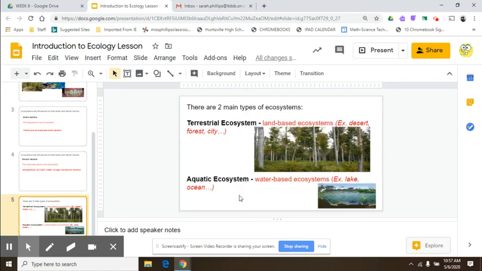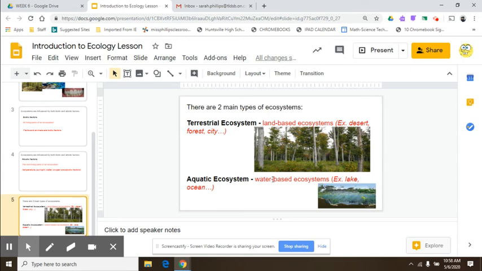The last thing I want to talk about before I end is there are two main types of ecosystems that we're going to be talking about. So the first one is a terrestrial ecosystem. That's what we're all living on. So terrestrial ecosystems, these are land-based ecosystems. And I just put a couple examples here. Desert is one, forest is another, and then like the town of Huntsville or a city is also its own terrestrial ecosystem. And then the opposite of that is an aquatic ecosystem.